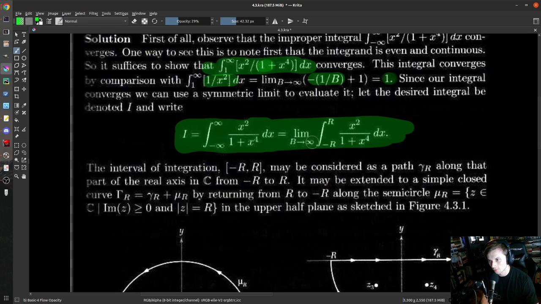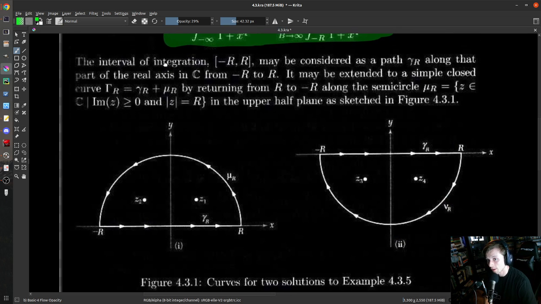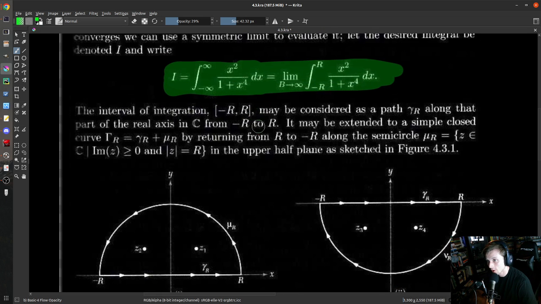That is the limit as r goes to infinity of the definite integral from minus r to r of x squared divided by 1 plus x to the fourth dx. Okay, so how are we going to do this? Well, we're going to say that the interval of integration from minus r to r, this little piece, we're going to consider as a path, let's call it gamma r, along part of the real axis in C.